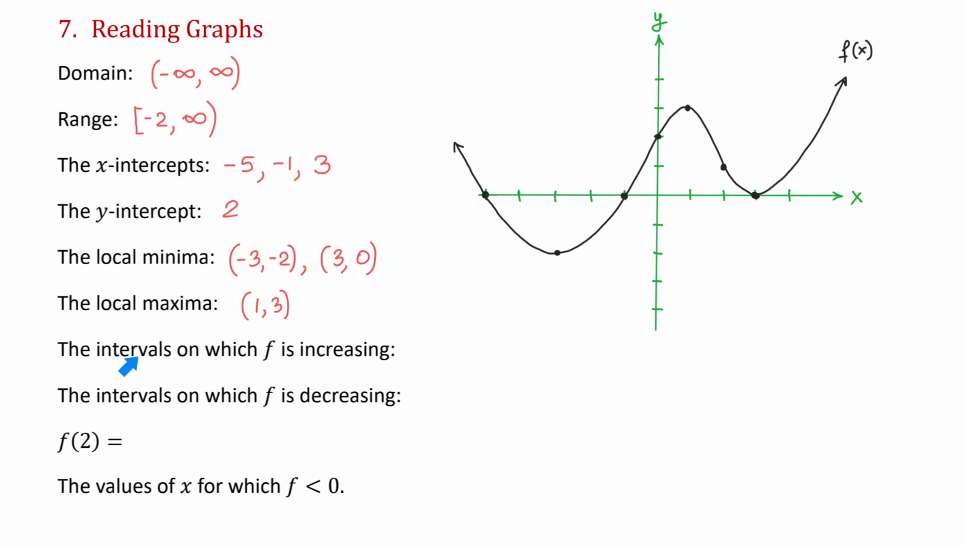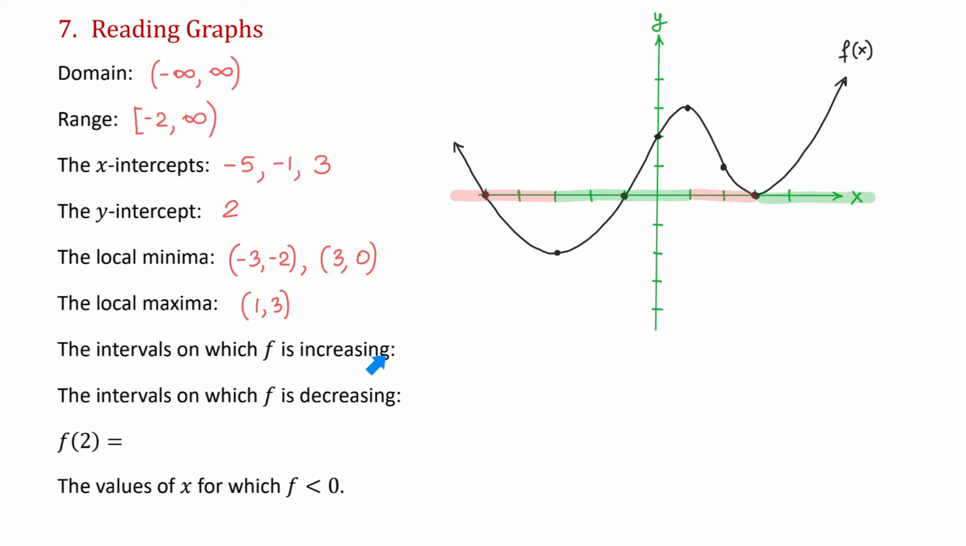Next, we need the intervals where the function is increasing or decreasing. If we look at this graph from left to right, we see that first the graph is decreasing, and then increasing, then again decreasing, and again increasing. If we move along the x-axis, then we can say that first the graph is decreasing from negative infinity to negative 3. Then it is increasing from negative 3 to positive 1. Then again decreasing from 1 to 3, and increasing from 3 to infinity.